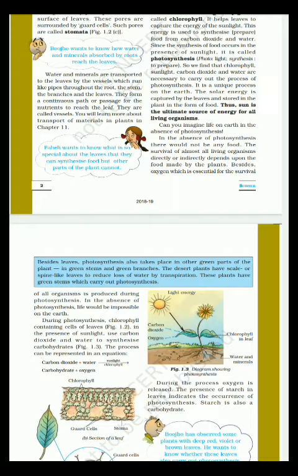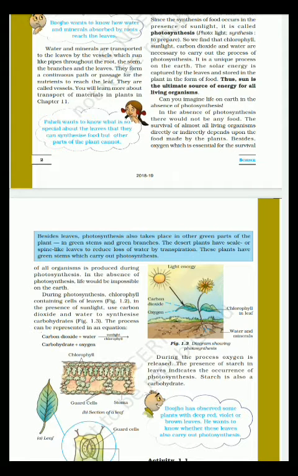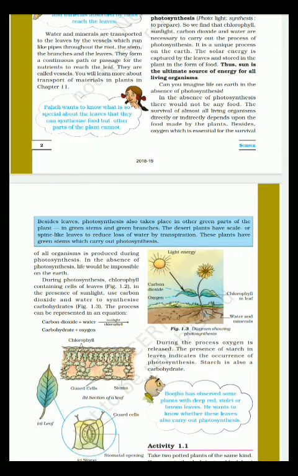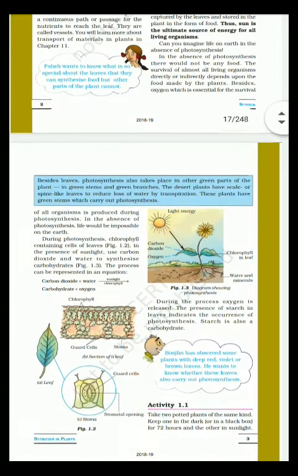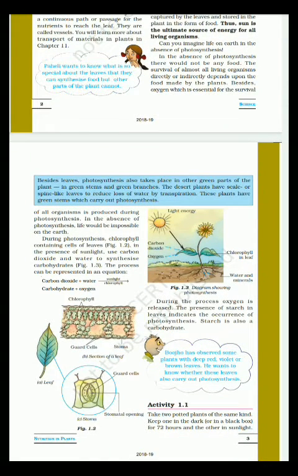So, during photosynthesis, oxygen is released from the plant and carbon dioxide is absorbed by the plants. Thus, we get oxygen, which is essential for our life. Besides leaves, photosynthesis also takes place in other green parts of the plants, in green stems and green branches. The desert plants have scale or spine-like leaves to reduce loss of water by transpiration. These we discussed in the last class itself. These plants have green stems which carry out photosynthesis.